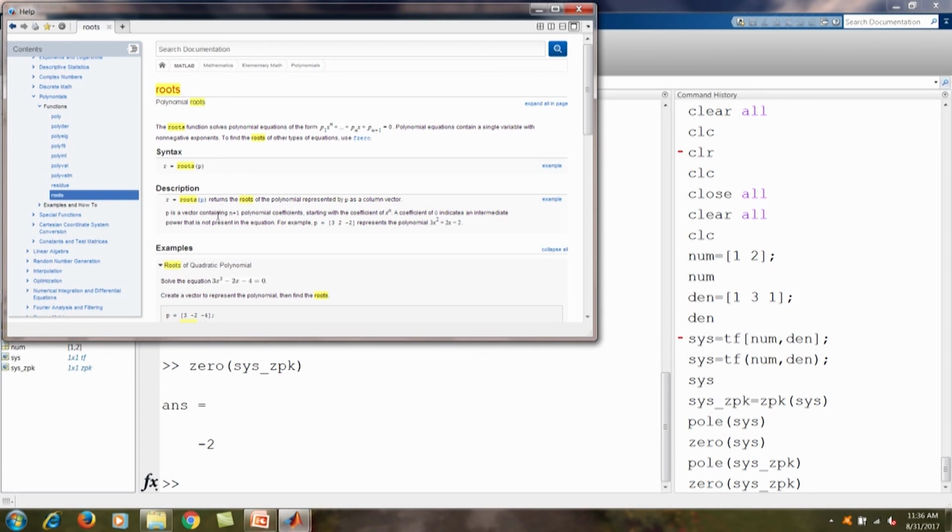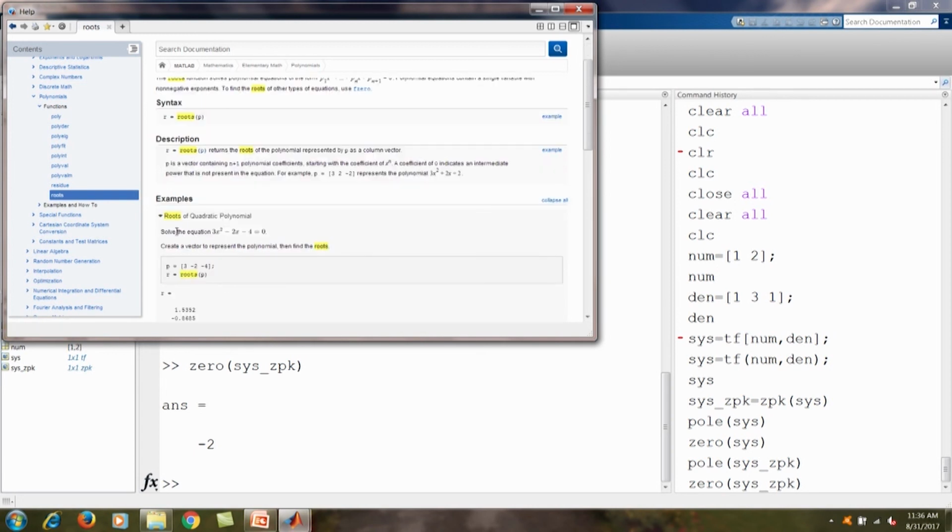Now for roots p, we can see here the example, that if we have this equation 3x square minus 2x minus 4 equal to 0, we have to define the polynomial p equal to, again, the coefficients of the highest power, that is 3, then the next lower power of x, that is -2, then the next lower power, that is -4. Suppose there is no x term here, then in place of -2 we have to put 0. We can't leave this out.